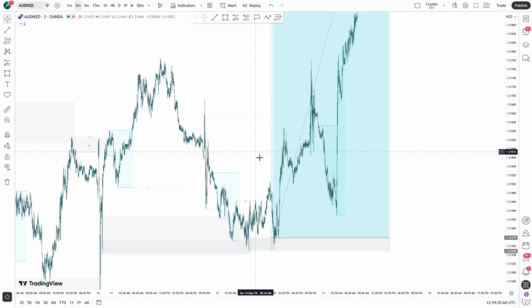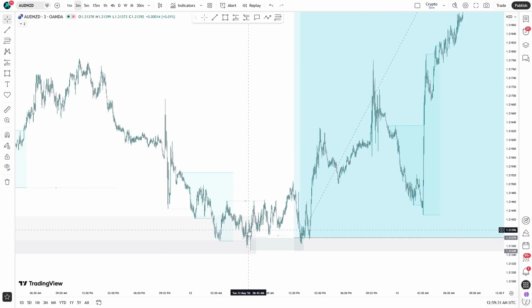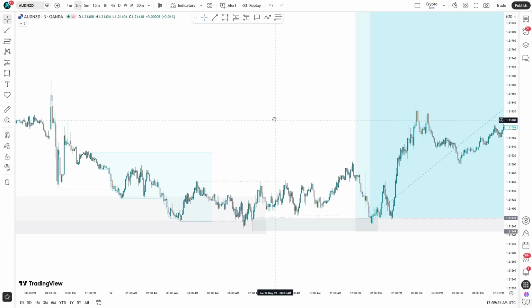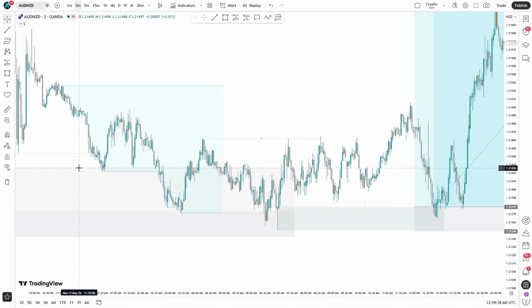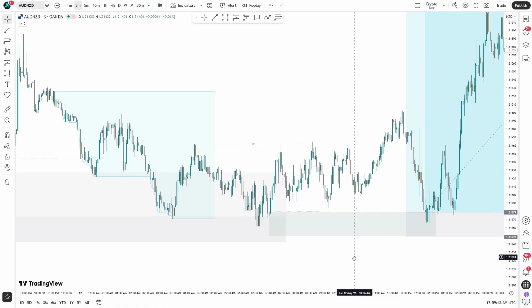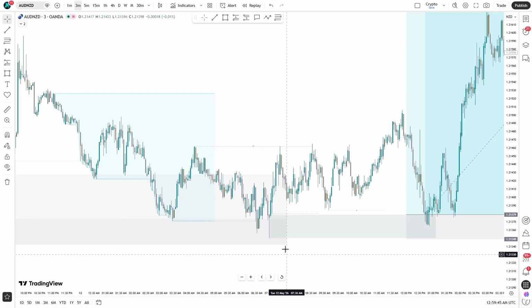Now this is the 3 minutes chart. So it was from this point to enter the trade. Now let's zoom in to see what's happened. So after market mitigated this 5 minutes demand, mitigated this 3 minutes refinement, market started having an impulsive move to the upside.